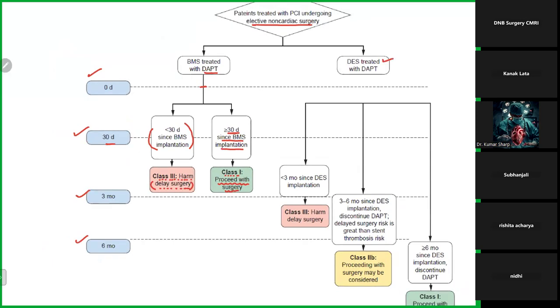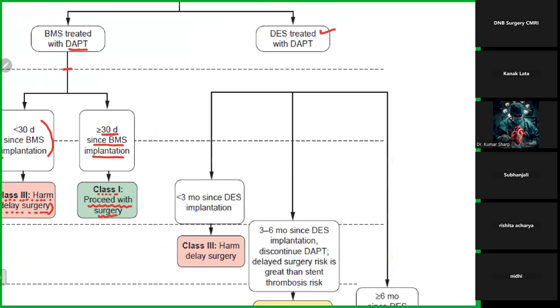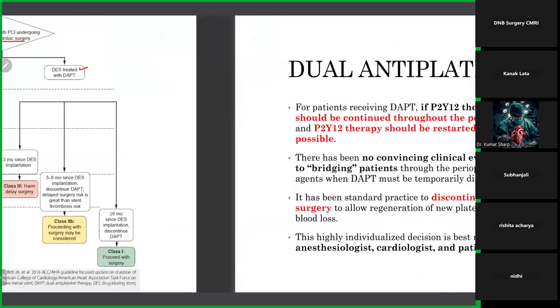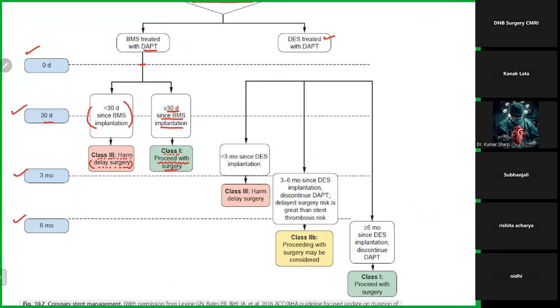Drug-eluting stent treated with dual antiplatelet therapy. This actually boils down at the period of 3 months. For a bare metal stent, remember it is 30 days. For drug-eluting stent, the classification now starts at 3 months. If it is less than 3 months since the DES implantation, class 3 indication, there is harm, delay the surgery.